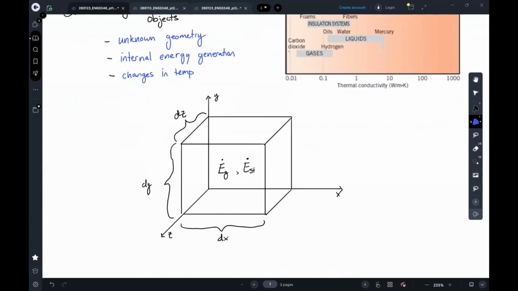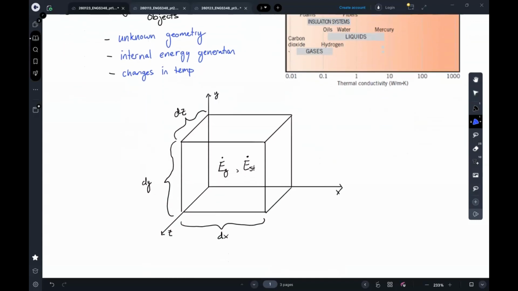So what we're going to do is an energy balance on a small differential chunk of our object. So this isn't the whole object, this is just one little cube, and we have heat flowing through this in 3 dimensions. So it's of size dz, dy, and dx. We have energy generated and potentially energy stored, and again, we have heat flowing into, out of potentially all 6 sides of this cube.